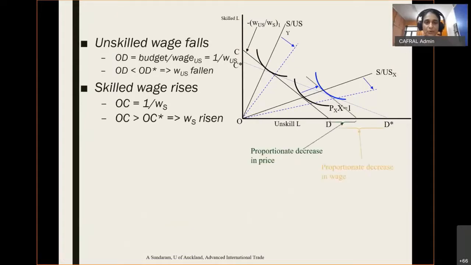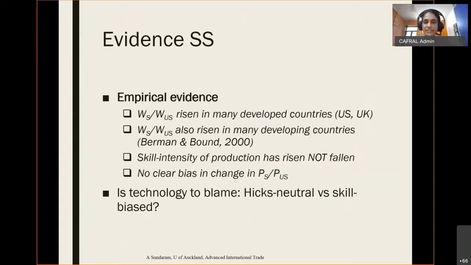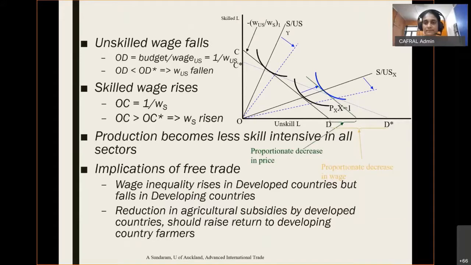Okay? And that is the Stolper-Samuelson theorem. So here's the change. D goes to D star, the unskilled wage falls, the skilled wage rises, and production becomes less skill intensive in both sectors. So you can see how the expansion path has rotated as well. Both sectors are now using more unskilled labor relative to skilled labor, and that's not surprising because unskilled labor is cheaper now. Okay. So before I break, what I want to do is ask you this question.